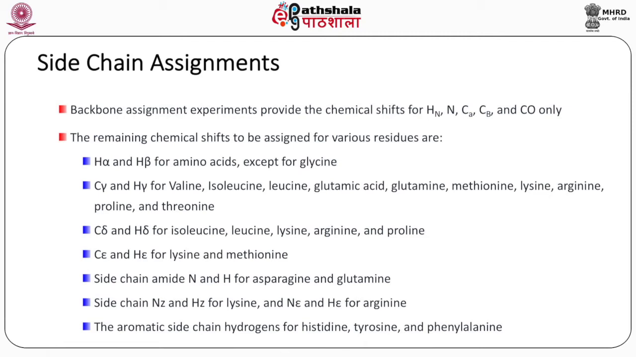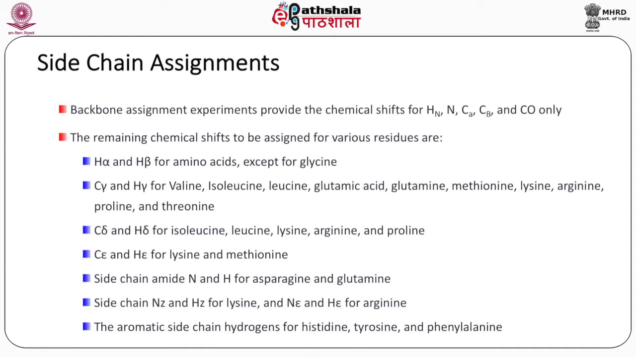The remaining chemical shifts to be assigned for various residues are H alpha and H beta for amino acids except for glycine, C gamma, H gamma for valine, isoleucine, leucine, glutamic acid, glutamine, methionine, lysine, arginine, proline and threonine, C delta and H delta for isoleucine, leucine, lysine, arginine and proline. Then you have C epsilon and H epsilon for lysine and methionine.